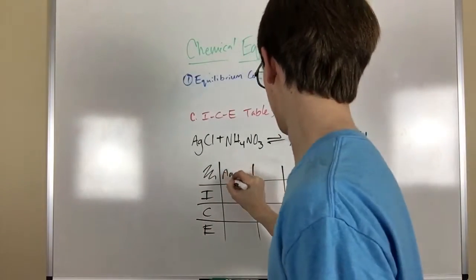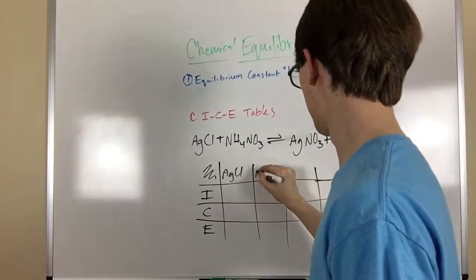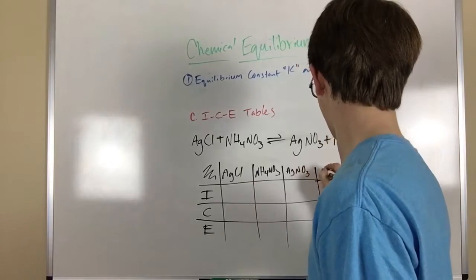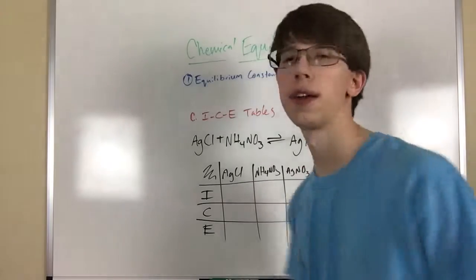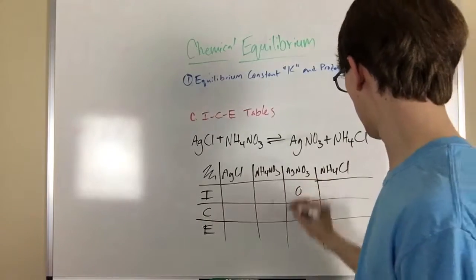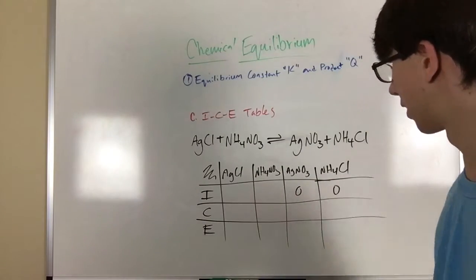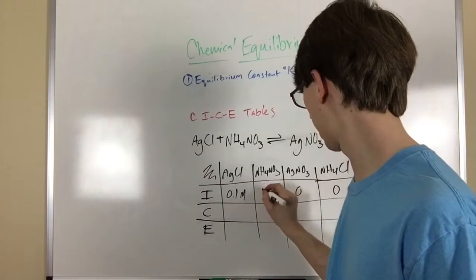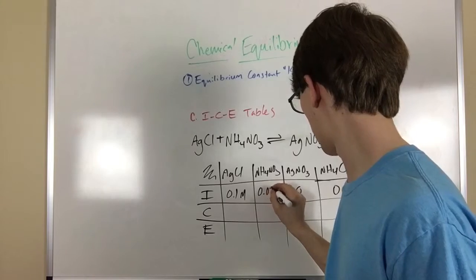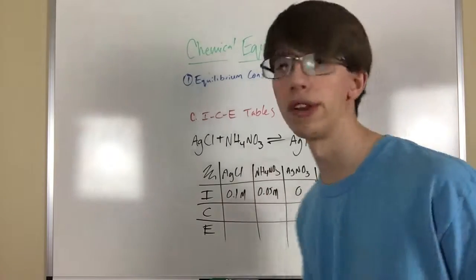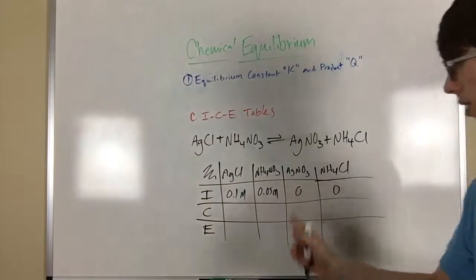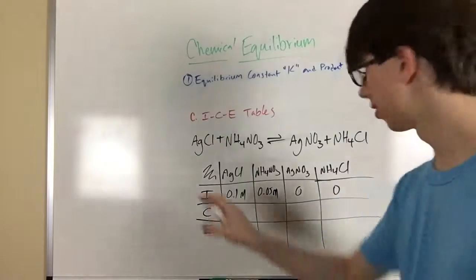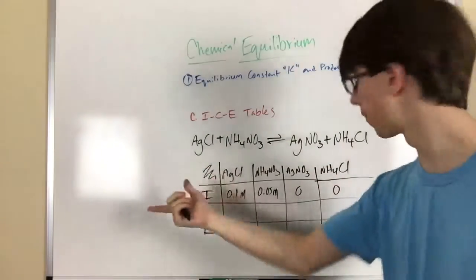So this is going to be AgCl, silver chloride. This is ammonium nitrate. This is silver nitrate. And this is ammonium chloride. Okay? So say we have 0 of this at the start and none of this at the start. And we have 0.1 molar silver chloride and 0.05 molar ammonium nitrate, okay? So what is the change? Well, this reaction does not occur all the time. This is not a 100% favorable reaction to the right.